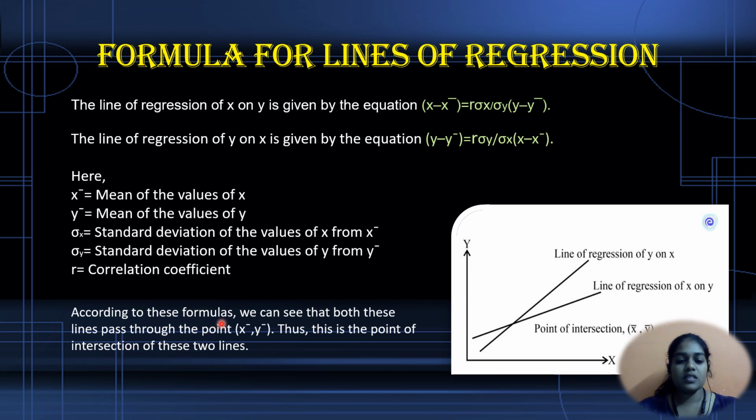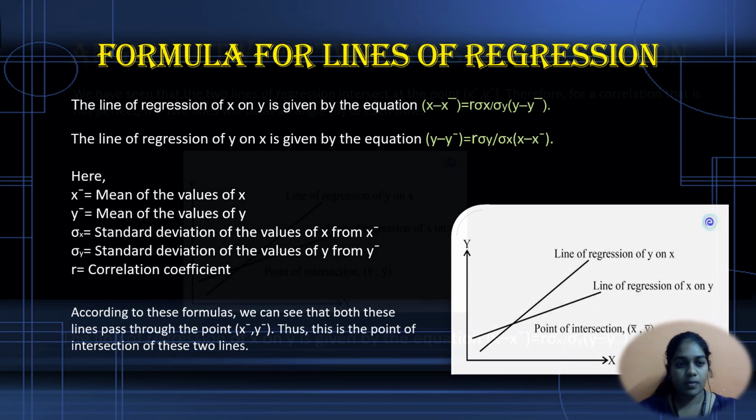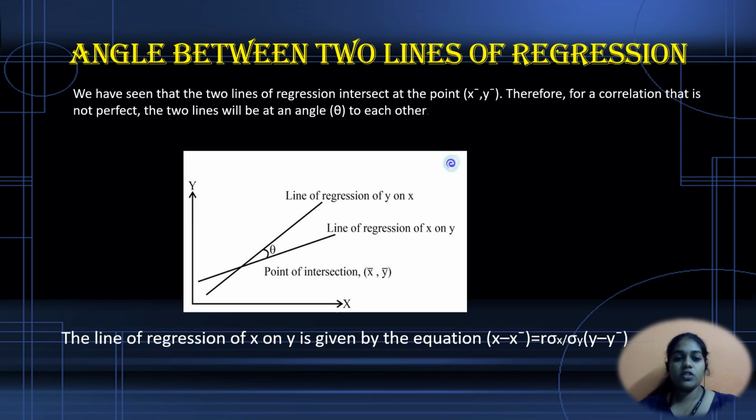According to these formulas, we can see that both of these lines pass through the point x bar and y bar. Thus, this is the point of intersection of the lines, where these two lines pass, and it is represented as x bar and y bar. Let us derive the equation for the angle between two lines of regression.